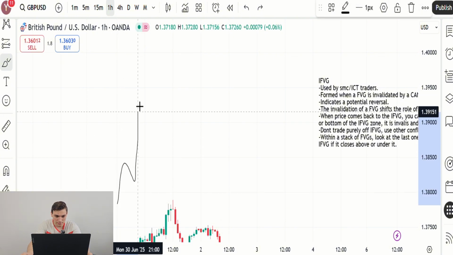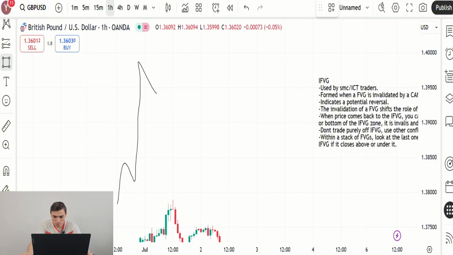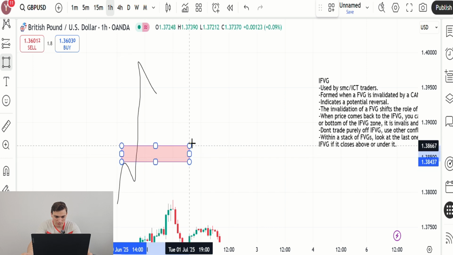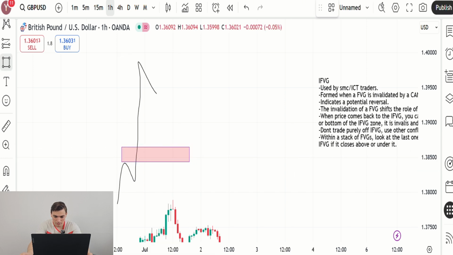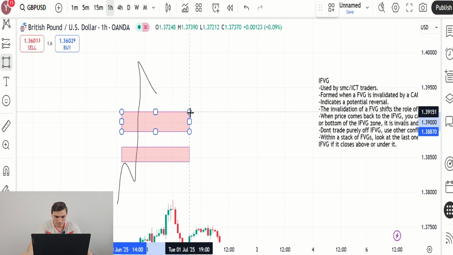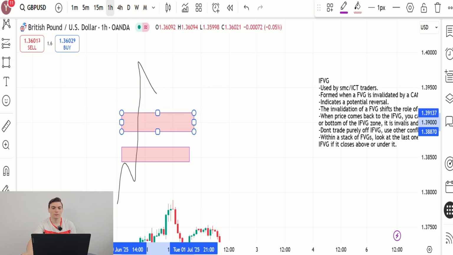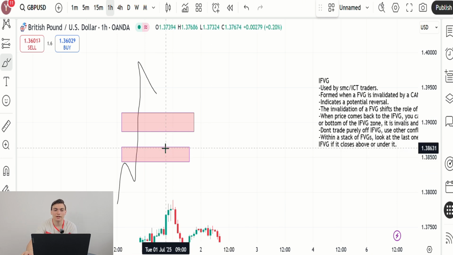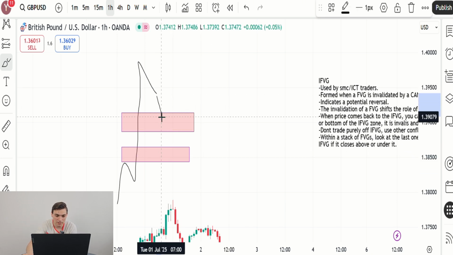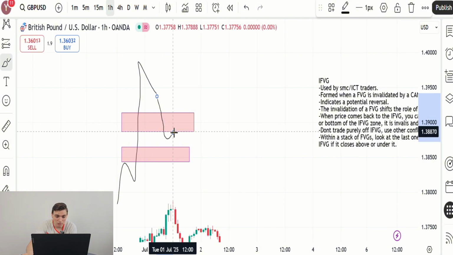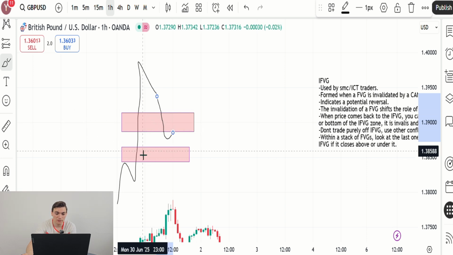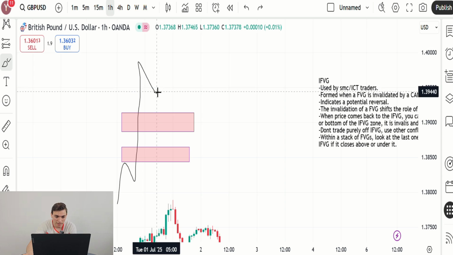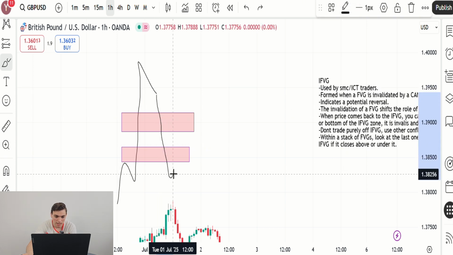If we have some fair value gaps right here, it's gonna come down too. Only if this one gets invalidated, it will be considered an inverse fair value gap. So if price goes here, okay, and then it wants to go down, this is still not an inverse fair value gap because we still have one here. Price must invalidate the last one. So like this.